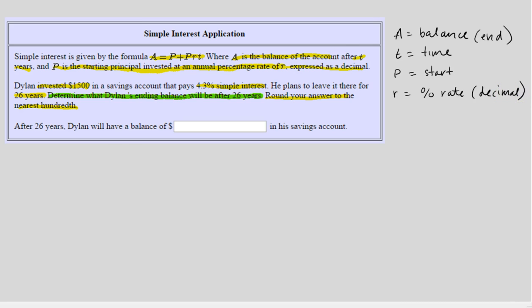Okay, so I'm going to start by writing down this formula because this is the formula we need to compute with. And let's see what numbers they gave us and what numbers we're trying to find. So notice in green our goal is determine what Dylan's ending balance will be after 26 years. So that tells me, since A represents the ending balance, this is going to be our goal. And that means they're going to give us P and R and T in the problem to help us compute this. So I'm going to write P and R and T over here.